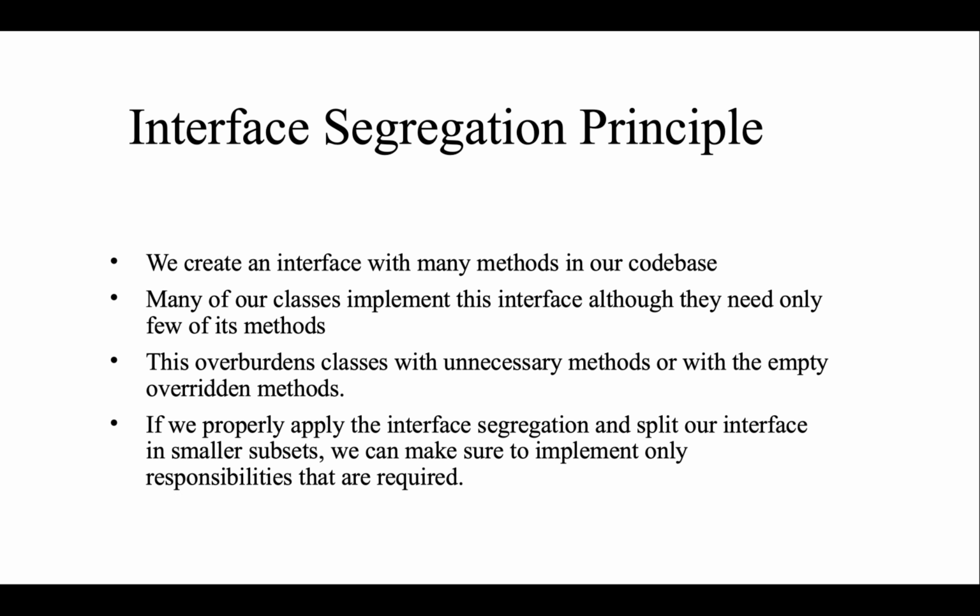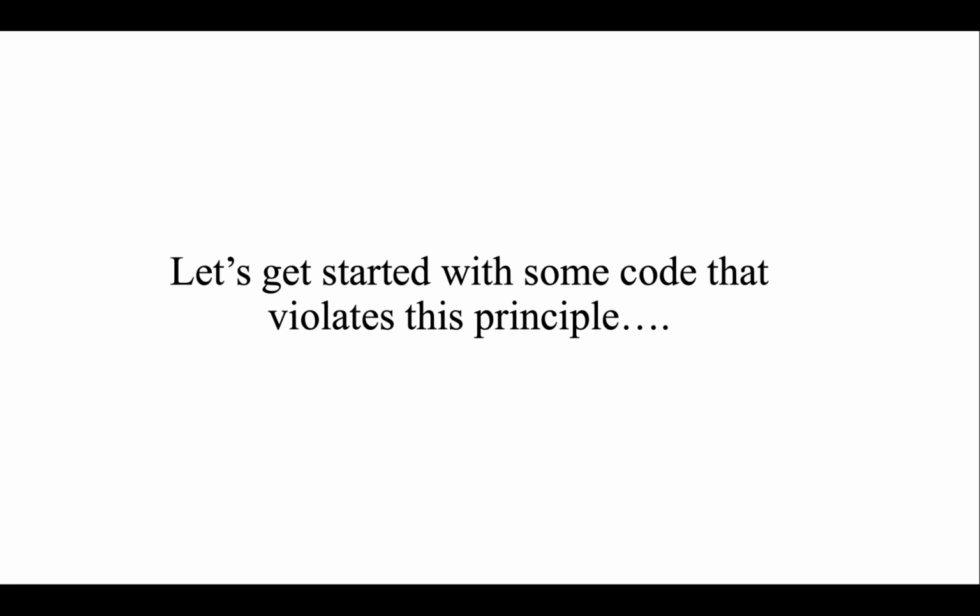This principle says that if we apply it properly, we have to split our interfaces into smaller subsets, and we can make sure to implement only the responsibilities that are required. So this principle talks about breaking down our interfaces into smaller chunks. Instead of creating a single interface with many responsibilities inside it, we should break that interface down into smaller ones. Now let's see some code that violates this principle.